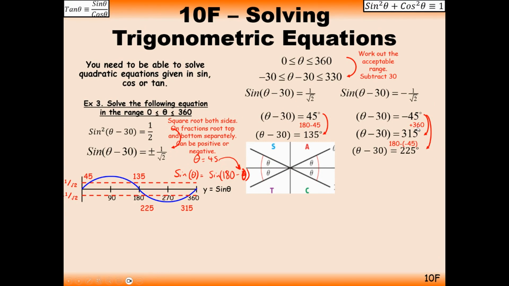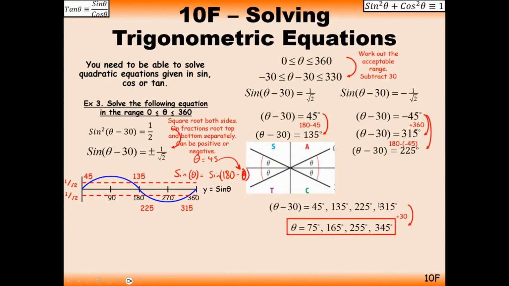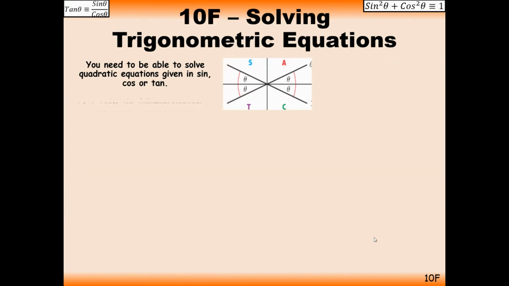So we added 360 to the negative angle just to make it positive, because we need answers between 0 and 360 degrees. So write them nice and neat on one line, and don't forget to add 30. We still need to add 30 there, and we end up with these answers. Beautiful. We do have one more question to look at.